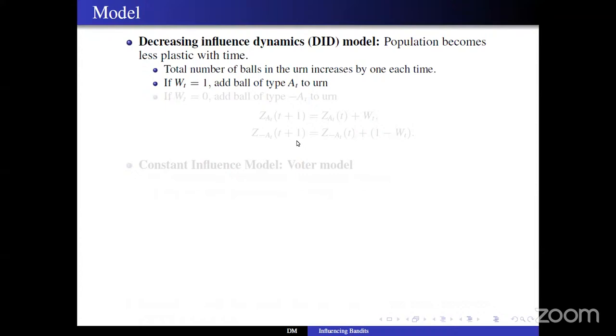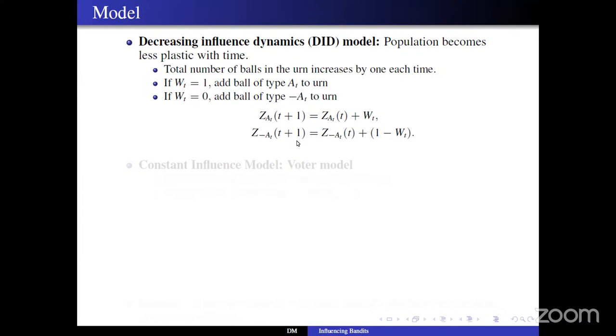If you are shown a PC ad and you like PCs, and if you are shown a Mac ad, irrespective of whether you like Mac or PC, the number of balls corresponding to Mac in the urn is increased by one. On the other hand, if I didn't like what was shown to me, then the ball of the other type is added to the urn. You were shown a Mac ad, you didn't like the Mac, so a ball corresponding to PC will be added. So that depends on whether I liked it or not. So I can capture that description in this map.